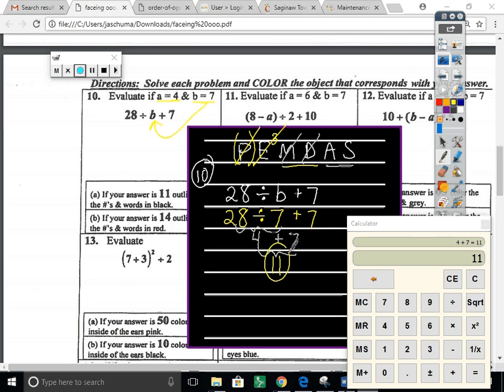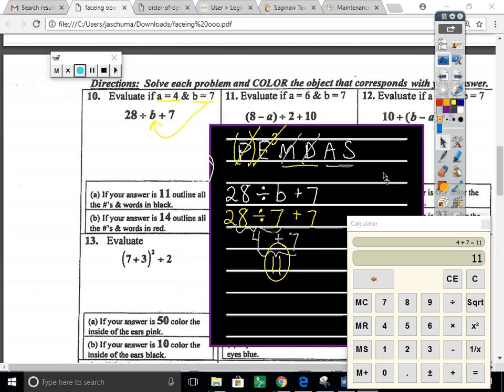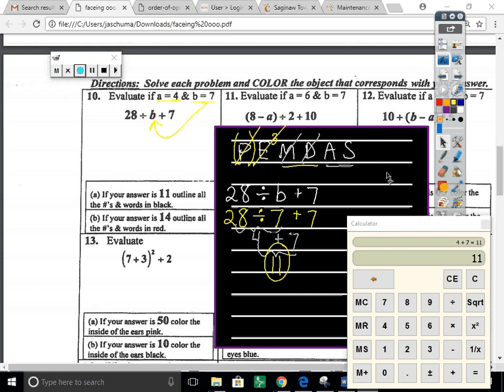11 it is. Now I have to kind of move this to see how we did. Let's see if I can slide this over just a tiny bit. Ooh, part A, if your answer is 11, outline all the numbers and words in black. If your answer is 14, outline all the numbers and words in red. Actually, our answer was 11. I guess choice A is the correct one. You would circle this on your paper, and not only that, I guess we should probably write our answer down here as well. 11 is what we got.